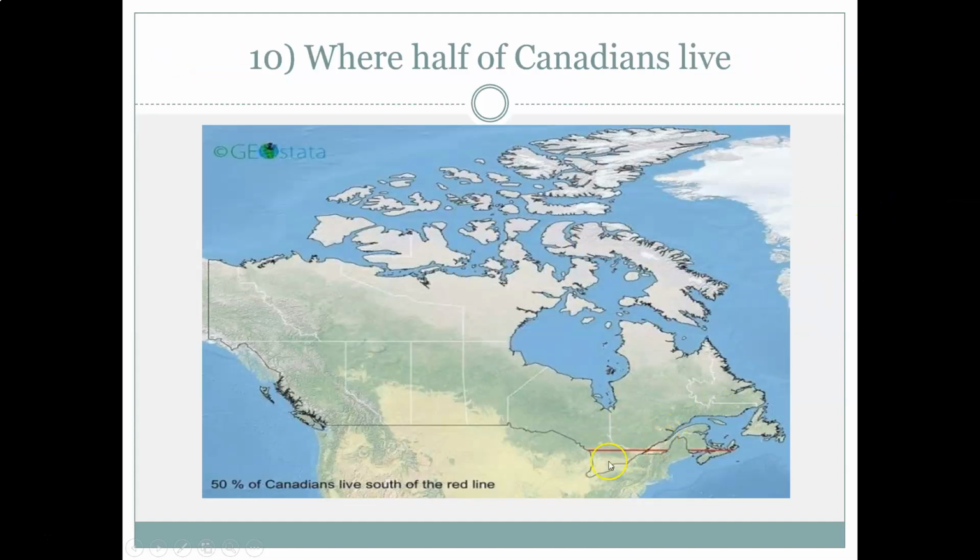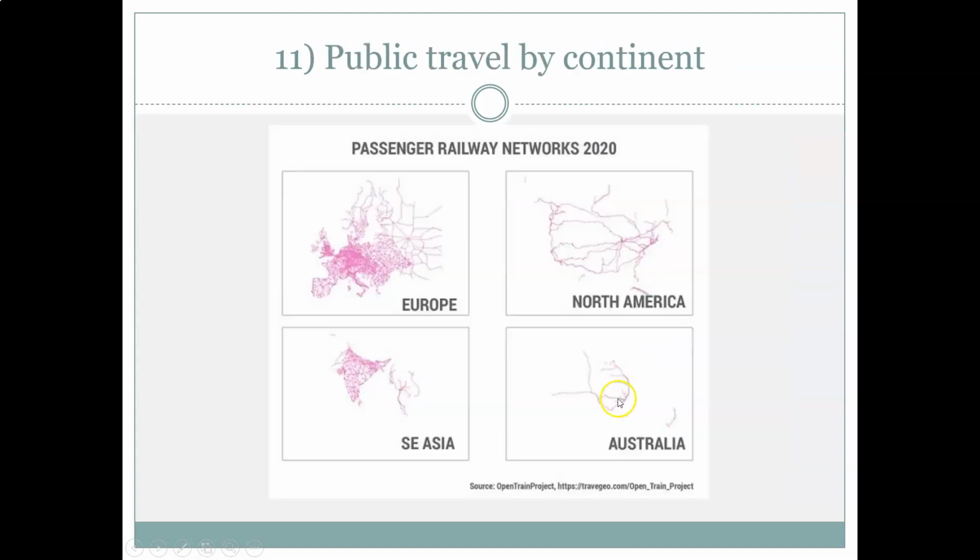Where half of Canadians live, below that red line. So if you've ever been to Ontario and say, wow, there's a lot of people here. Well, yeah, there is. If you go out here, less so. Public travel by continent. So you can look at Europe, North America, Australia, Southeast Asia. Okay, so you can see how passenger railway is much more important to these continents, or much more used, and Australia just hugs the coast.